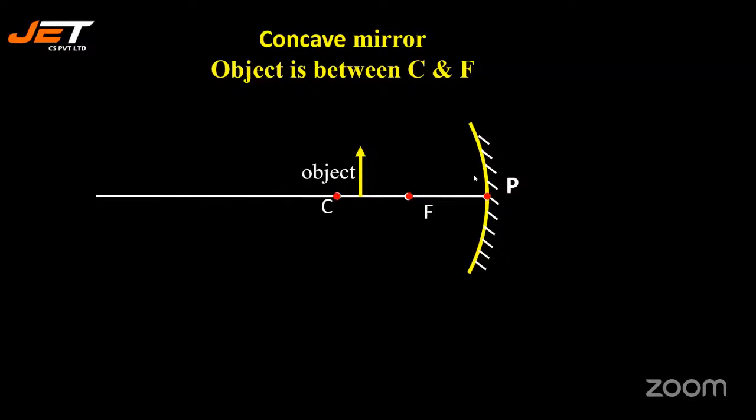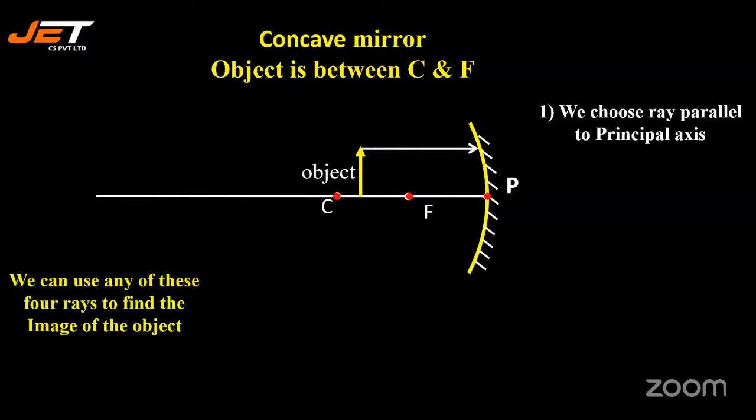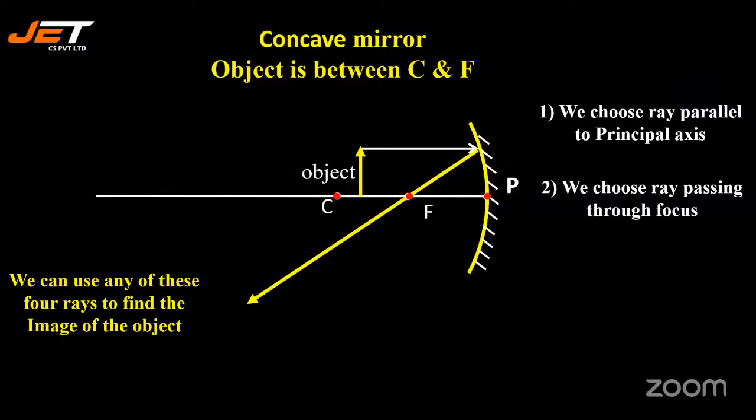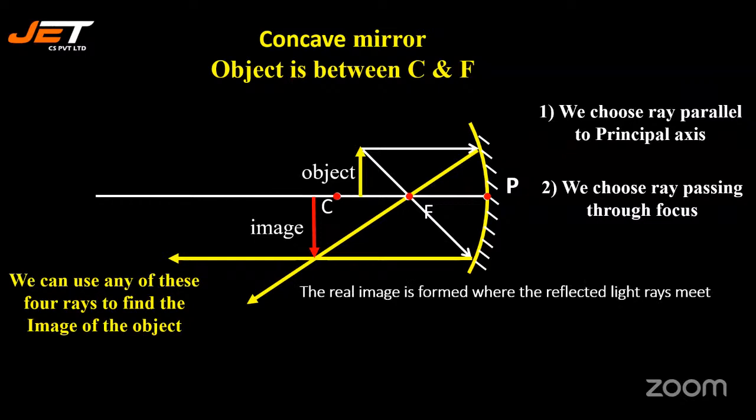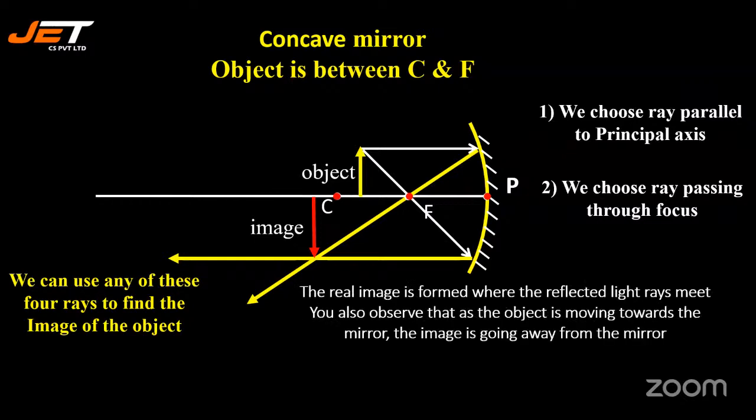So the object is in front of the mirror between F and C. Now, if I take the ray parallel to the principal axis, the reflected ray passes through the focus. When I choose a ray through the focus, it will get reflected parallel to the principal axis. The intersection of these two yellow rays is again the image. Look at this. The image is formed beyond C, as you all said, and enlarged. Inverted, real, and enlarged beyond C. Observe that the object is moving towards the mirror, and the image is going away from the mirror.